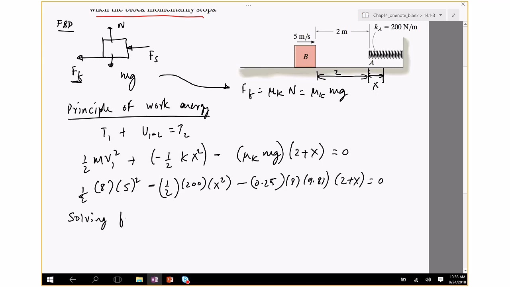Solving for x gives x equals 0.6875 meters.